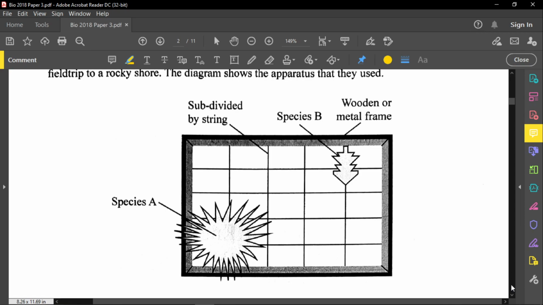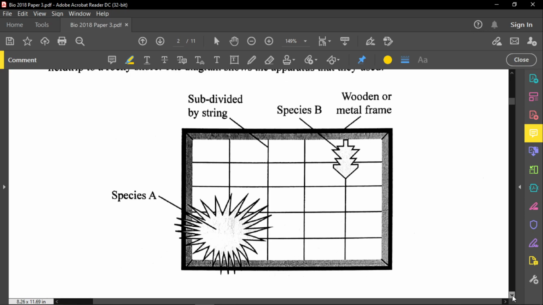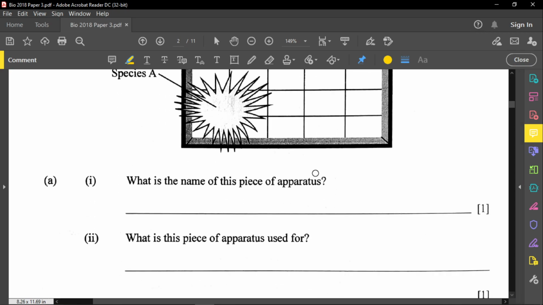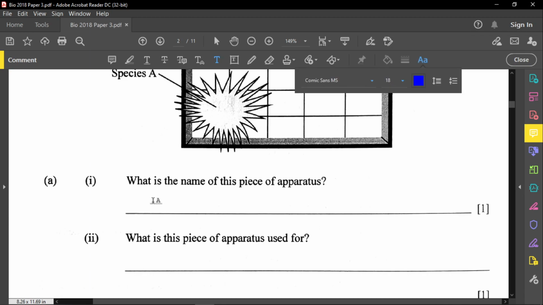All right, so let's go to what the question is asking us. The first part of the question reads, what is the name of this piece of apparatus? And this is a 1-mark question. This is called a quadrat.